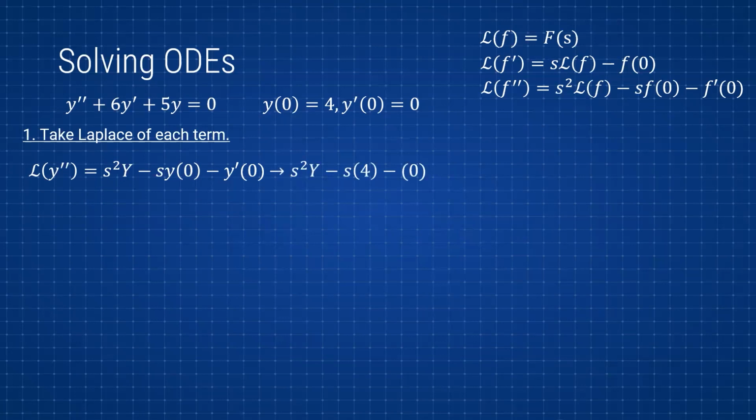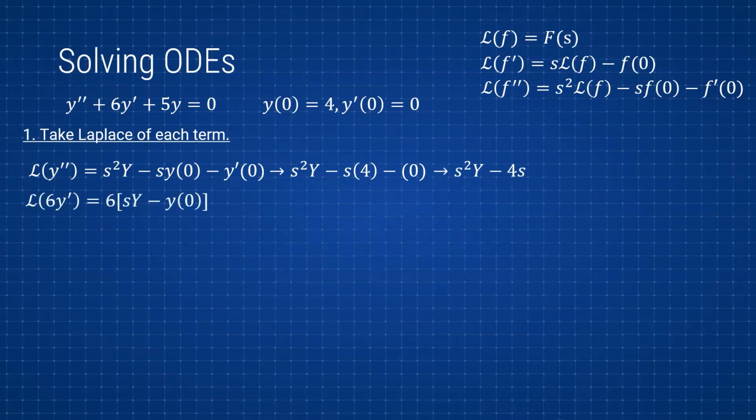And if we substitute those values, for y of 0 we have 4, so we're substituting that value there. It will be s times 4. And for y prime of 0, we have that it is equal to 0, so we just substitute 0 there. And then we're left with s squared capital Y minus 4s.